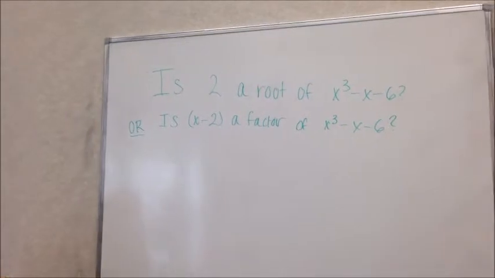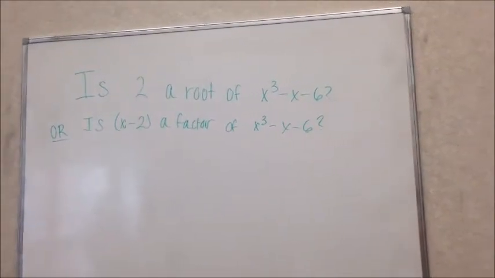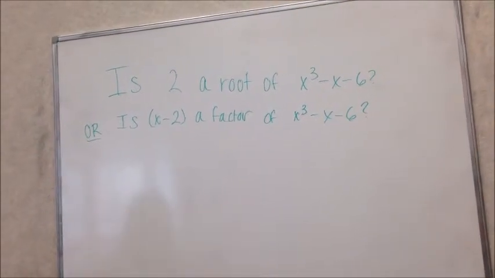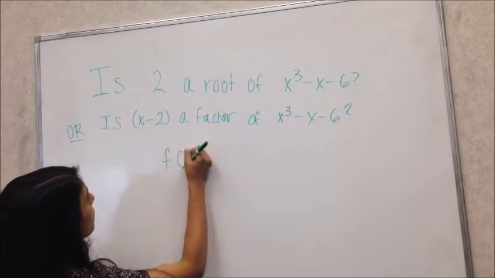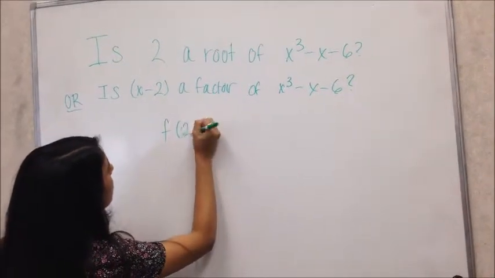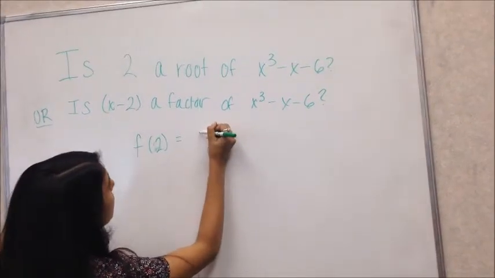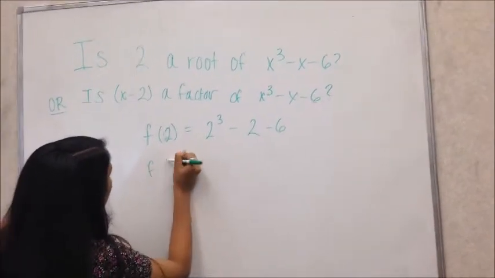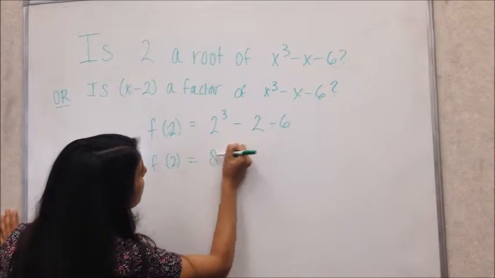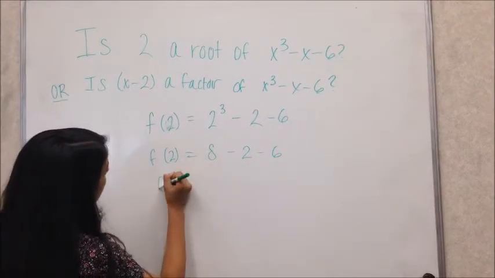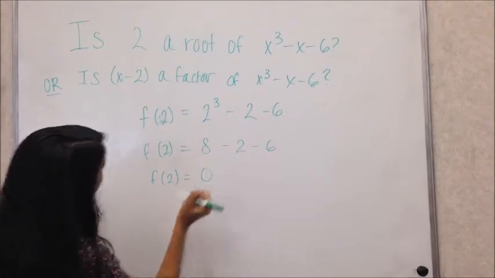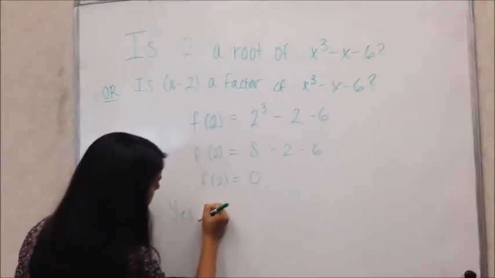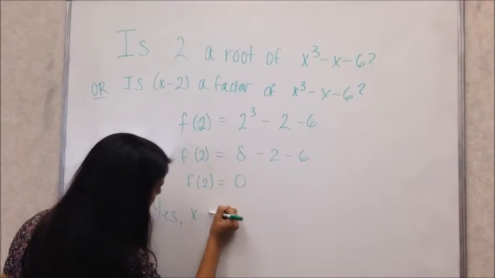For example, we are trying to see if x minus 2 is a factor of the same equation, x cubed minus x minus 6. Therefore, we would plug in the root, x value 2, into x cubed minus x minus 6. Since the remainder or y value is 0, we can conclude that x minus 2 is in fact a factor of x cubed minus x minus 6.